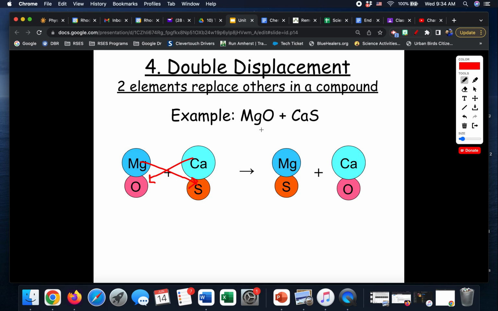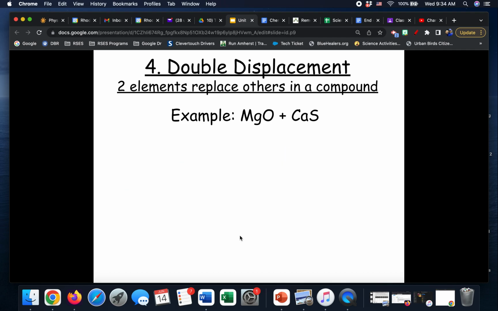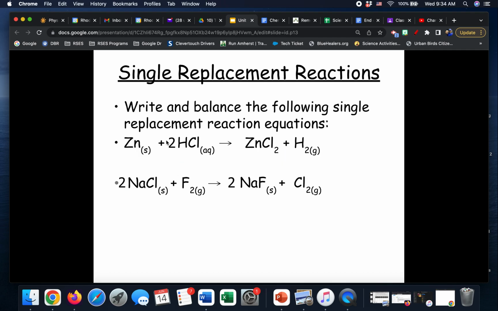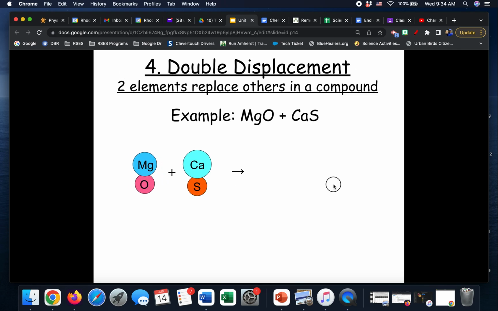Now, when we're telling the difference between single and double displacement, in double, we're going to have two compounds. So two different elements combined. Two elements combined here and two here. If you remember, on our single displacement, we have one compound and one element. So single only will have one element by itself, and double will just have two compounds in it.